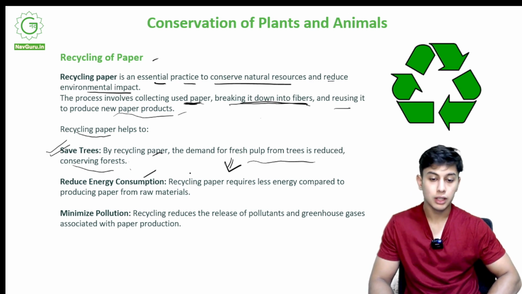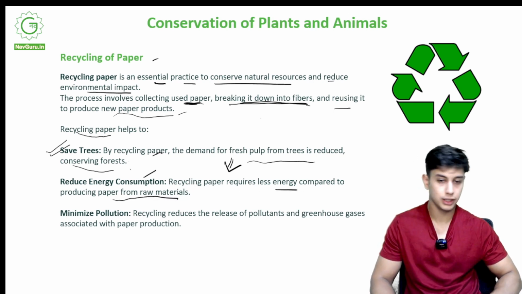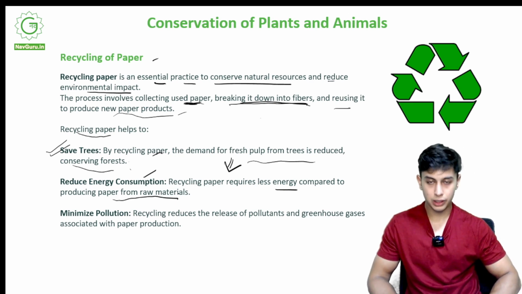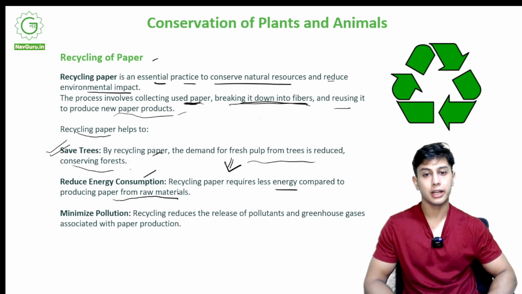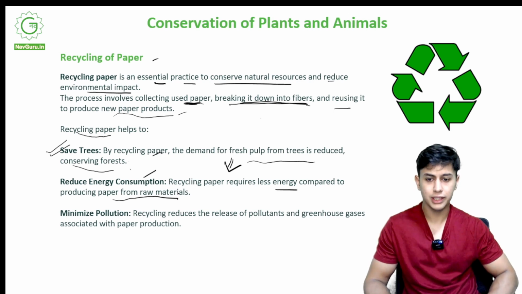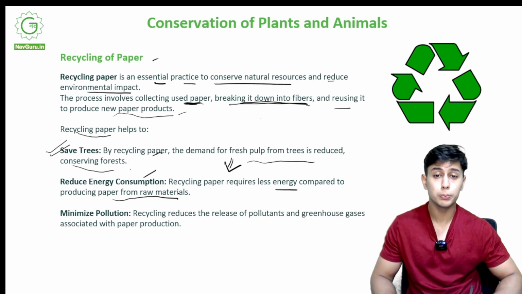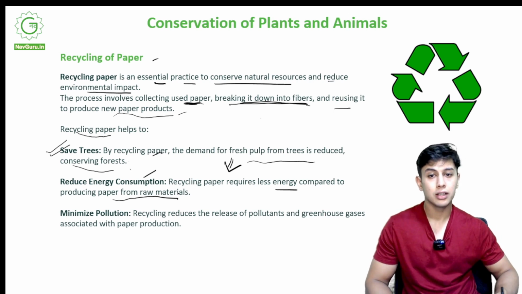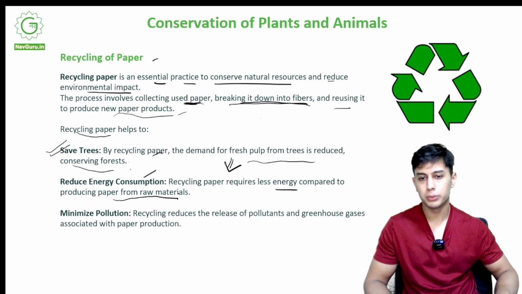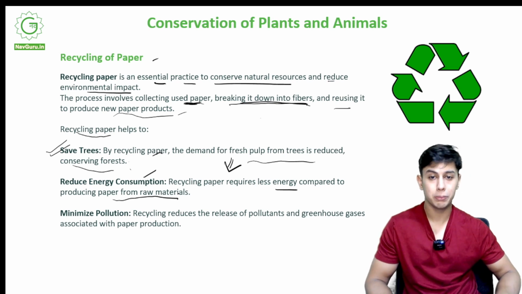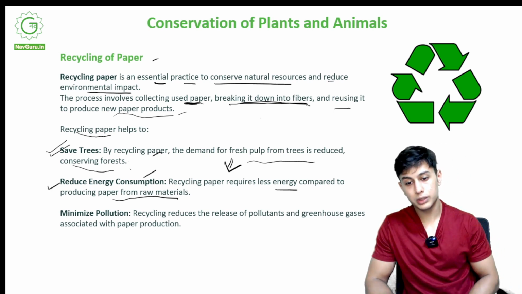Reduce energy consumption. Recycling paper requires less energy compared to producing more paper from raw materials. So for example, I own an agency of cutting paper. I will have a lot of man hours for cutting that tree, a lot of electricity, a lot of machinery, a lot of transport, a lot of energy and money is being used to make more paper. And for recycling paper, I only require a few machines. Now that is relatively cheaper than making new paper. Thus it reduces energy consumption.